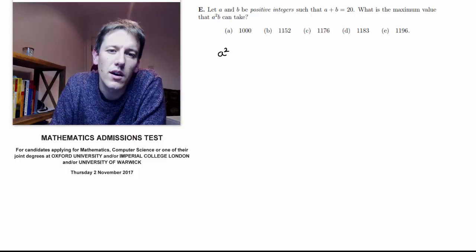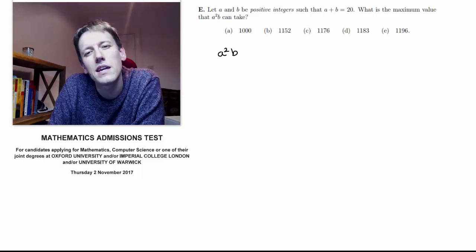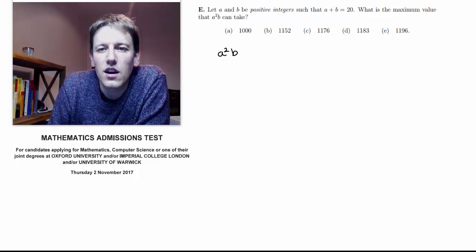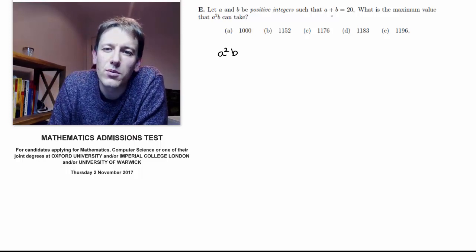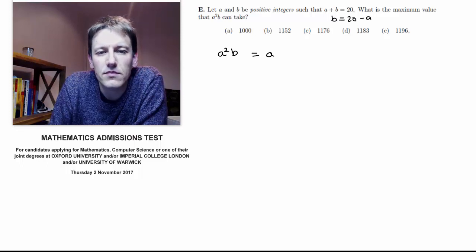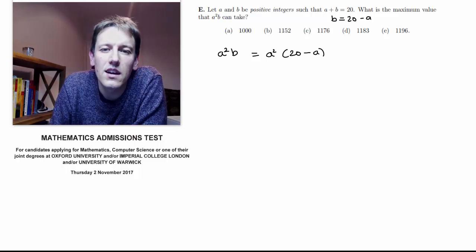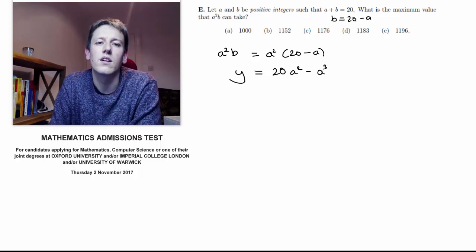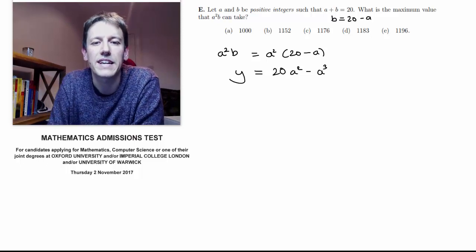Now, maximizing a squared times b, there's too many choices here just to check different values, but this constraint a plus b equals 20 means that b equals 20 minus a. So I could write this as a squared times 20 minus a, and that would be 20a squared minus a cubed.